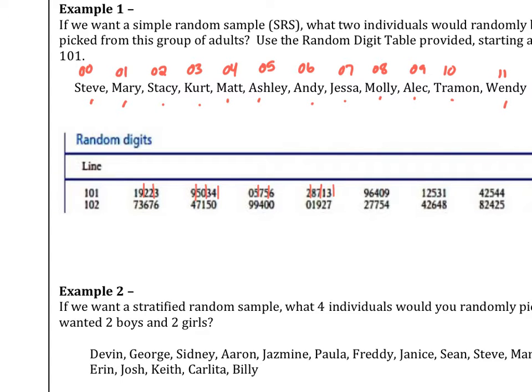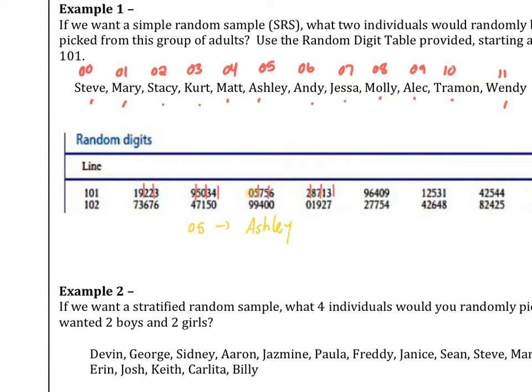So who are the first ones we get that are from 00 to 11? 19 is not any of those numbers. 22 is not any of those numbers. The first number that comes up that is a number we want is 05. So 05 is going to be Ashley. She was the first person randomly picked.